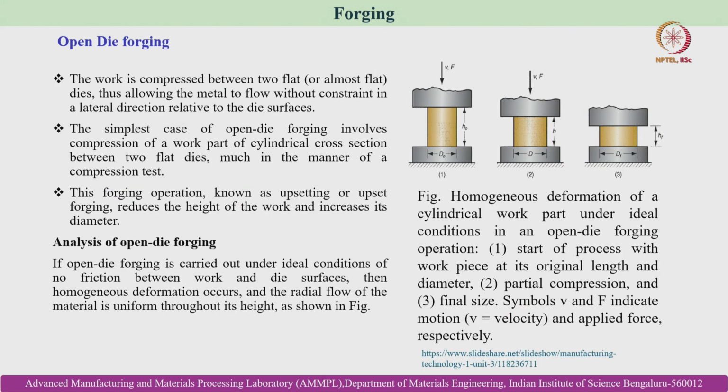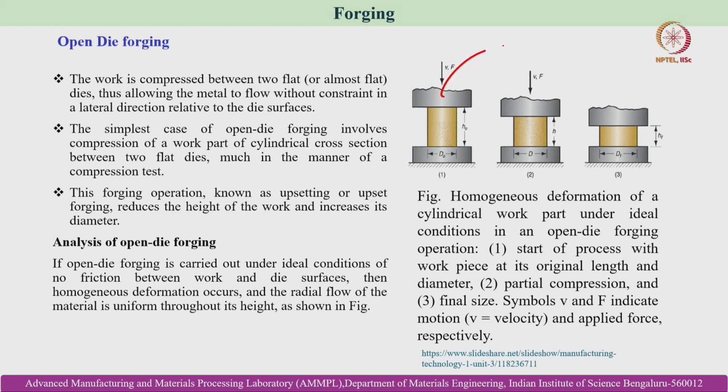Okay. So moving on, if we discuss open die forging, in this case the work is compressed between two flat or almost flat dies, thus allowing the metal to flow without constraint in a lateral direction relative to the die surfaces. The simplest case of open die forging involves compression of a work part of cylindrical cross section between two flat dies, which is the example shown over here. This forging operation, known as upsetting or upset forging, reduces the height of the work and increases its diameter. So that is what you can see over here.